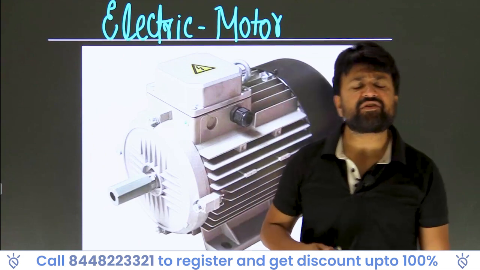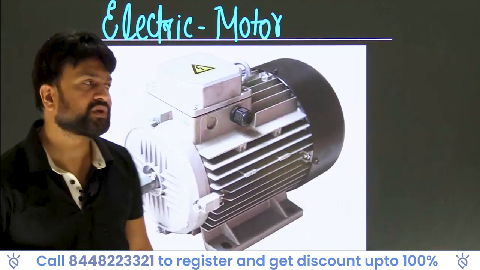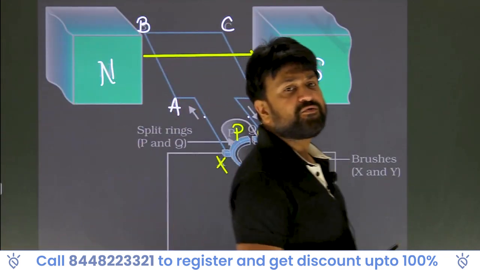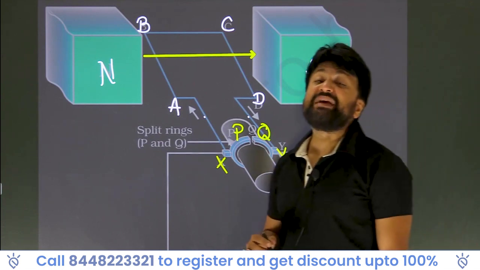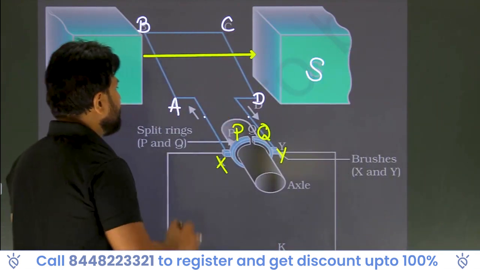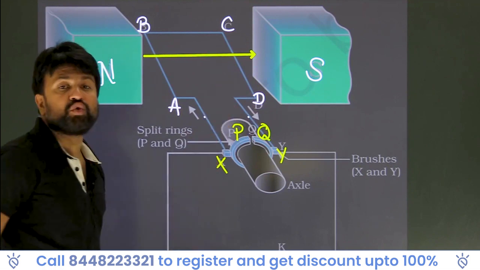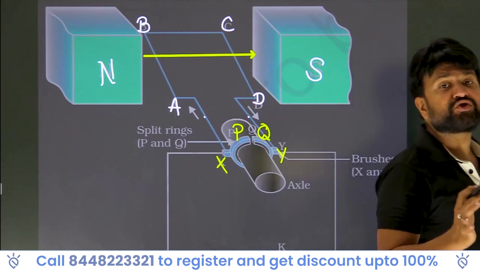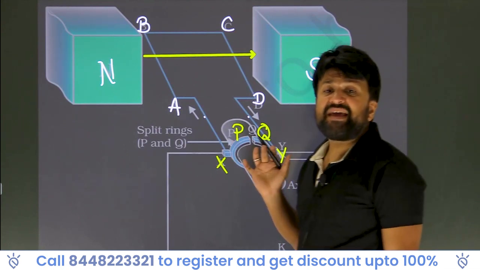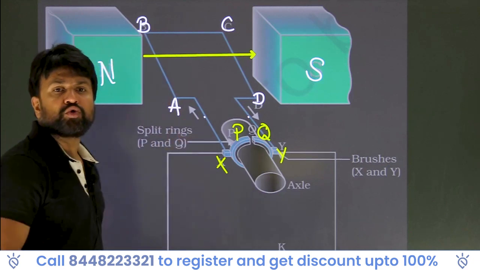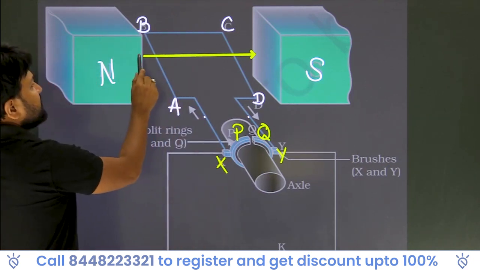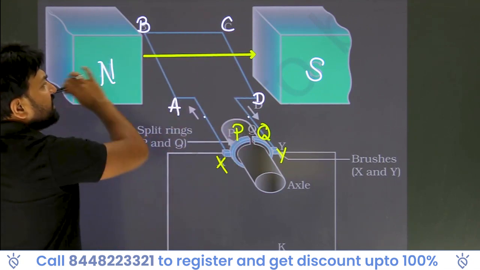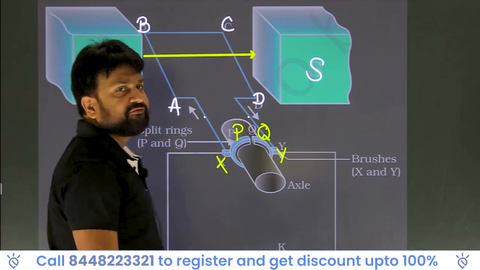Do you know how an electric motor works? Let me explain. An electric motor consists of a rectangular coil ABCD of insulated copper wire. This is the ABCD insulated copper wire. The coil is placed between the two poles of the magnet such that the arms AB and CD are perpendicular to the direction of the magnetic field. You can see the direction of the magnetic field from north to south here, and AB and CD are perpendicular to the direction of the magnetic field, right?